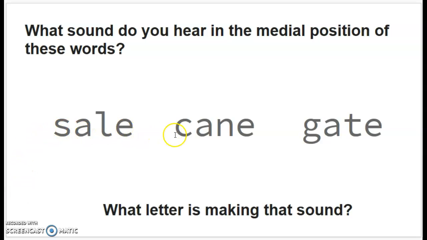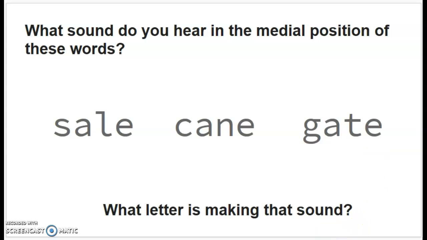Sail, cane, gate. Yeah, I hear the letter A. S-ale, k-ain, g-ate. What letter is making that sound? Right, A is. But there's a consonant after it, so why does it not say A? That's because of sneaky E.